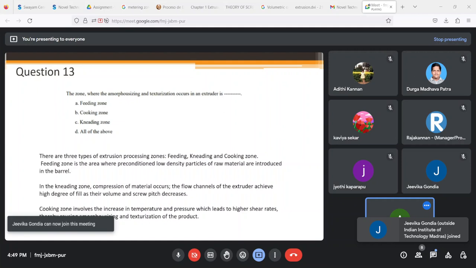It is also known as the meteorizing zone that we discussed in the previous slides. So the cooking zone is where the increase in the temperature and pressure will lead to shear rates, and this temperature and pressure will give you the texture and the amorphous nature of the product. And at the end of the cooking zone is where you will have your die, which will give it a particular shape for the food. So the major zone where the screw present inside the extruder will play a very major role is the cooking zone, where you will start to extend your product. It will undergo a lot of shear rates, and this will result in changing of your texture of your food product. So the answer is option B.